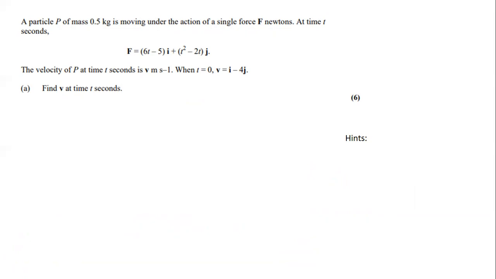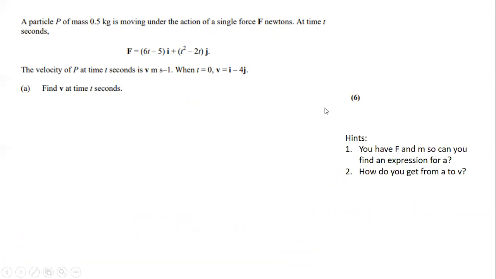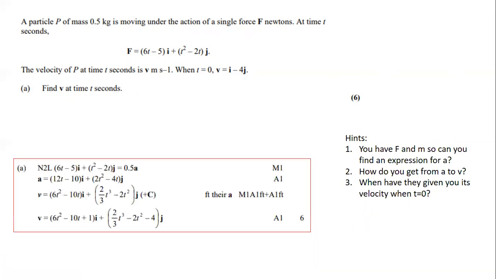So they give us a force, and it's variable. So think, what else is variable? So think about what we have to use. And we're trying to find the velocity at t seconds. So we just want an expression for velocity. Well, if we have F and we have m, we can work out a. So you can get an expression for a. And think, how can we get from acceleration to velocity? And then think, they give us the velocity when t is 0. So use that to work out the plus c, and then get your answer, which is on the board now.